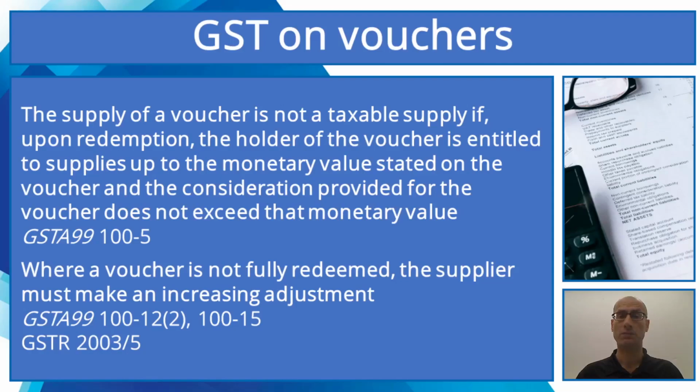In situations where a voucher isn't redeemed, and this can occur, for example, if a voucher has an expiry date, the relevant supplier of those goods and services has to make some form of adjustment, and they'll do that through their BAS return to make an increasing adjustment in regards to that particular return.